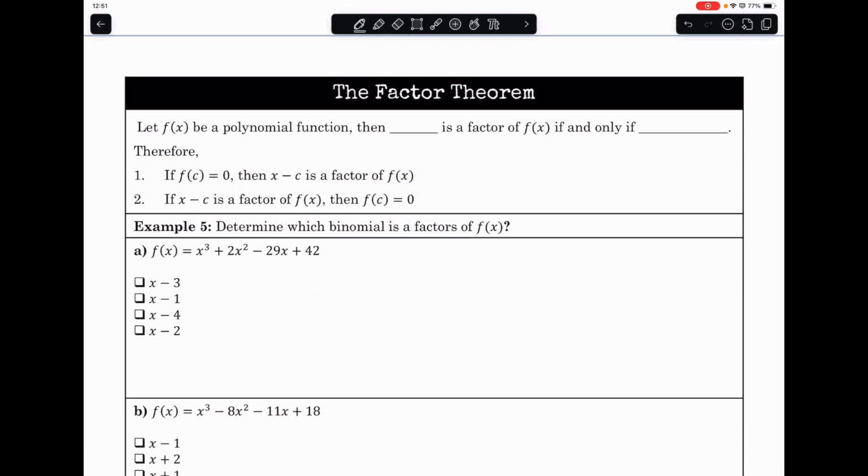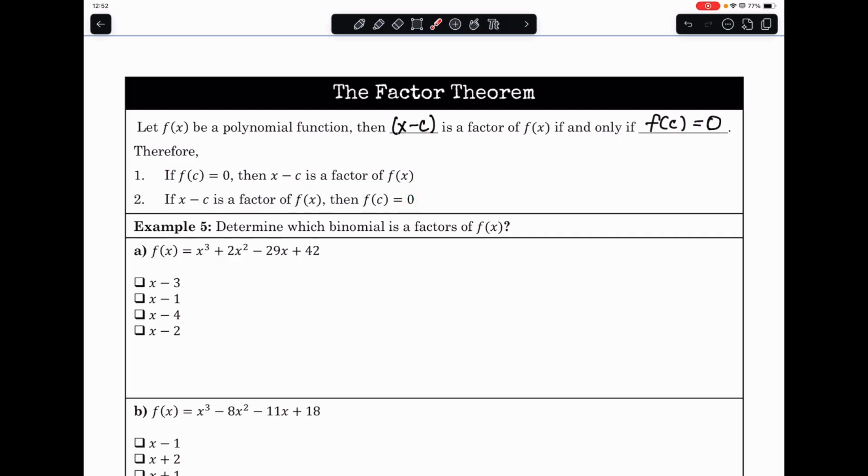Now the next theorem I'm going to discuss is the factor theorem. The factor theorem states that if f of x is a polynomial, then x minus c is a factor of this polynomial if and only if, using the remainder theorem and plugging in the opposite of this value here, gives us the value of 0. So if our remainder is equal to 0, then this is going to be a factor, and vice versa. If x minus c is a factor, then the remainder has to be 0.